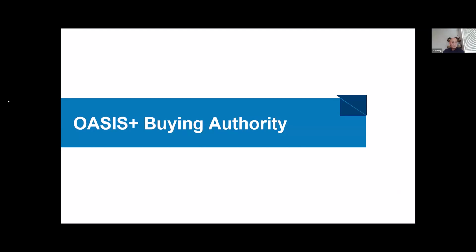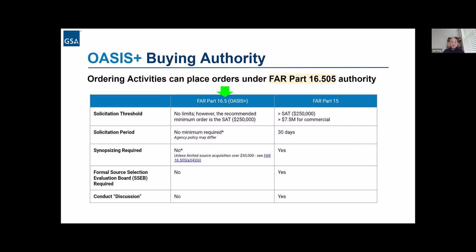All right, folks, at the OASIS Buying Authority, the next two slides will cover some of the key features between FAR 15 and FAR 16.505 ordering procedures and highlight some areas where agencies can save a good amount of time.